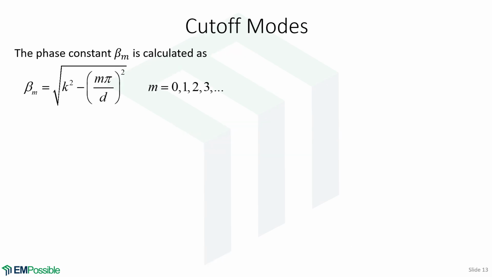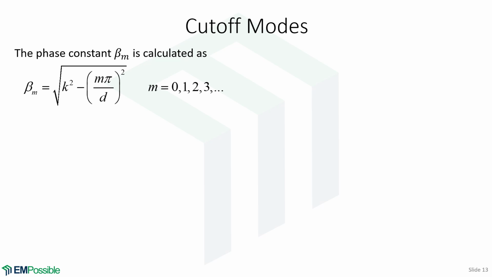I want to cover briefly these cutoff modes. There seems to be this misconception that if a mode is cut off, it doesn't exist, it's not important. And I want to sort of shatter that myth and bring reality into this because those modes are still there. They are not guided modes, they are something else.